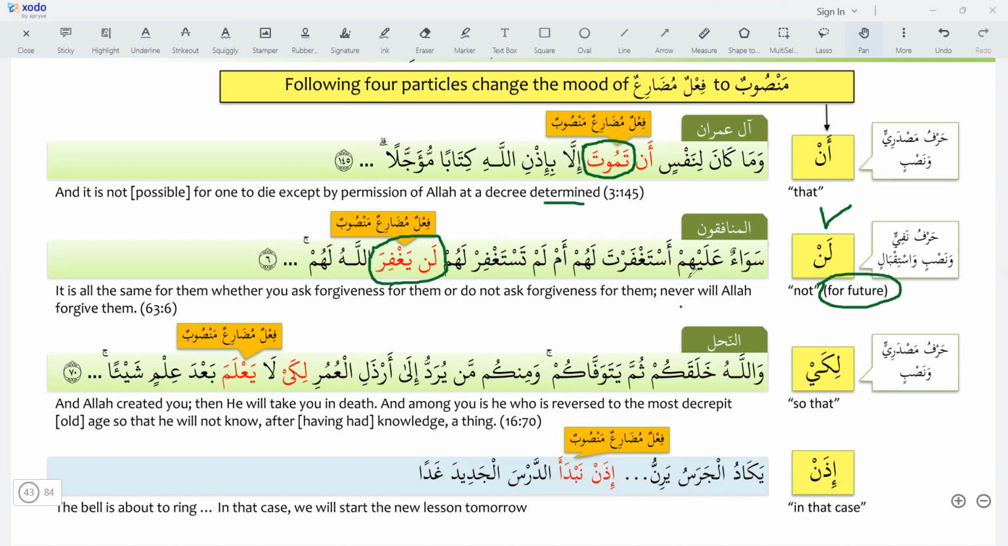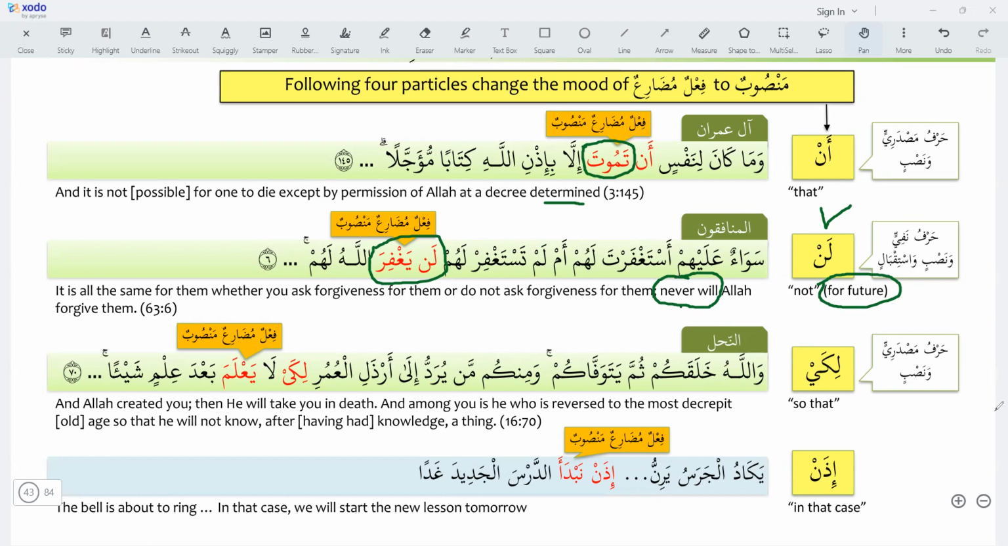So it is giving the meaning negative, never will. It is giving mansub, it is negating, and it is giving the meaning in the future, fil mustaqbil. Lan yaghfirallahu lahum, Allah will not forgive them. Either they do istighfar or they don't do istighfar, Allah will not forgive them.